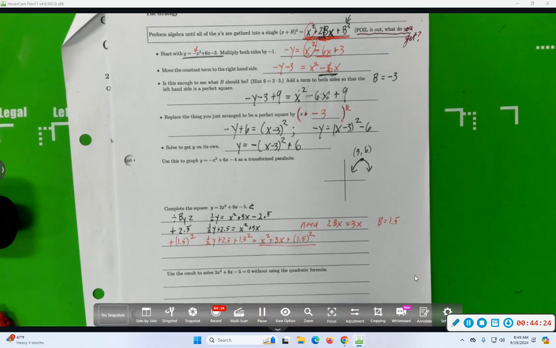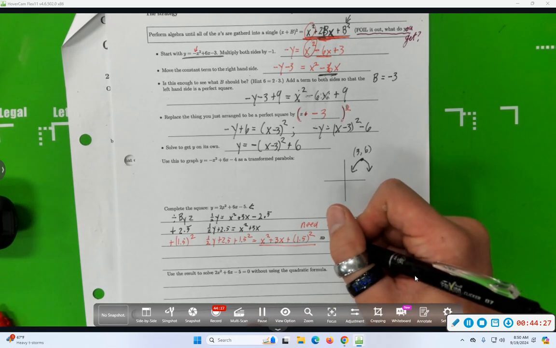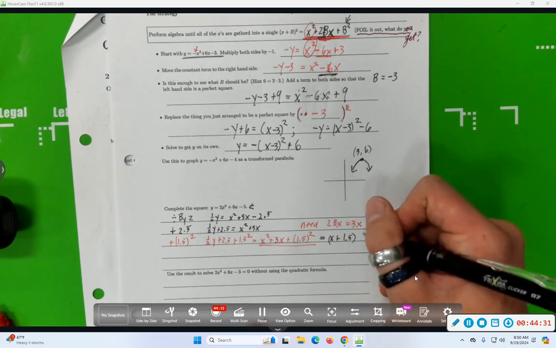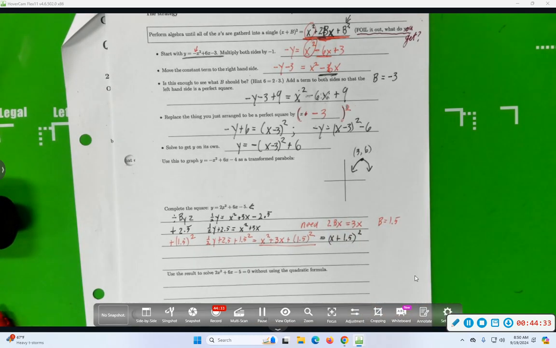This side is now equal to x plus 1.5 quantity squared. Seem okay right now? So I did some stuff to the right-hand side to just try to see a perfect square staring at me. I figured out what b had to be. Then I did some more work to get a plus b squared at the end.